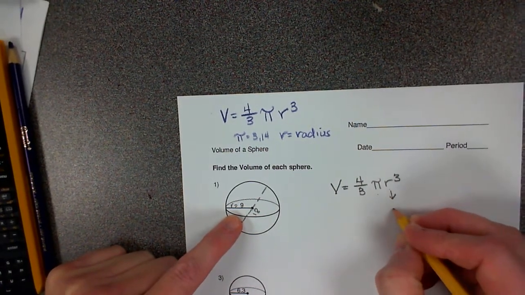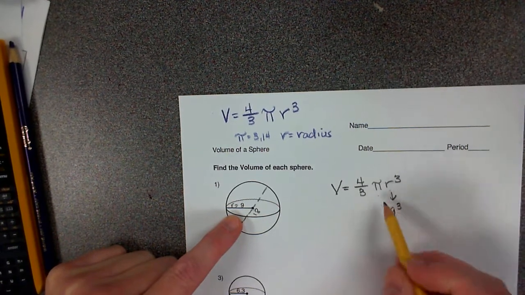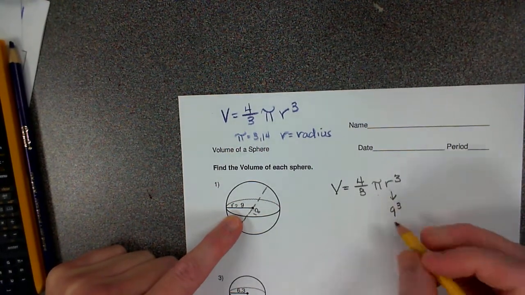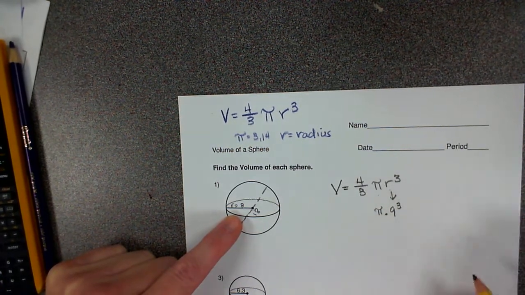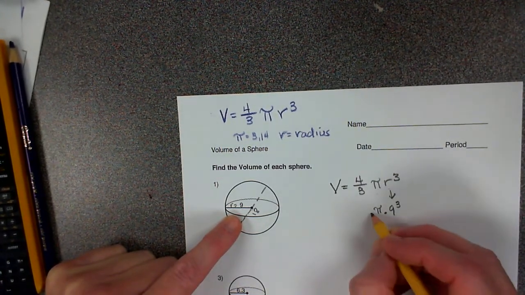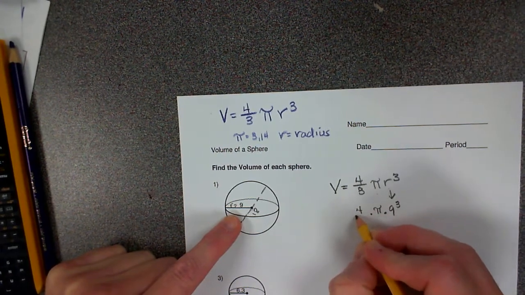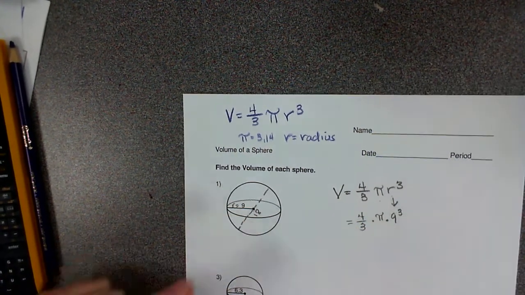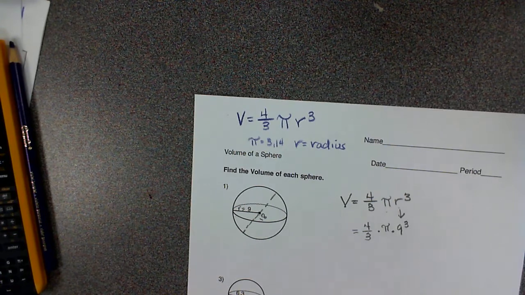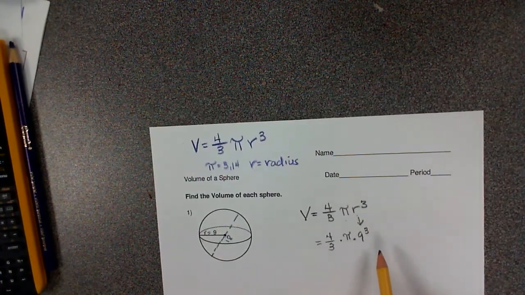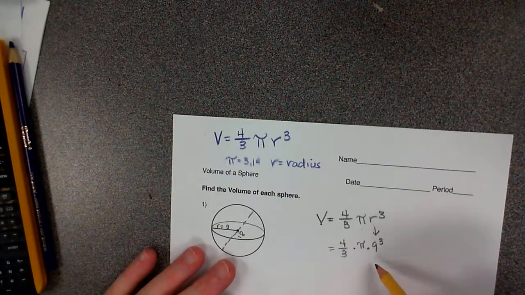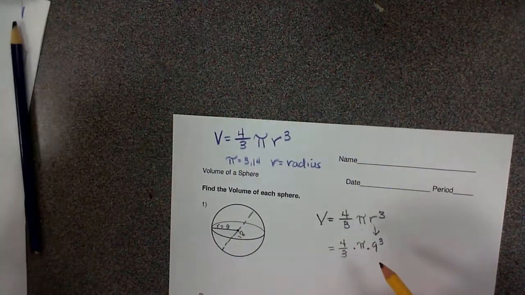I'm going to substitute 9 for r, and I'm going to cube that because that's what the equation calls for. I'm going to multiply that times pi, and I'm going to multiply all that times 4 divided by 3. Now, as I was saying earlier, this is very much fair game. Most of the answer choices that I've seen on the STAR are in this step, or the next step.